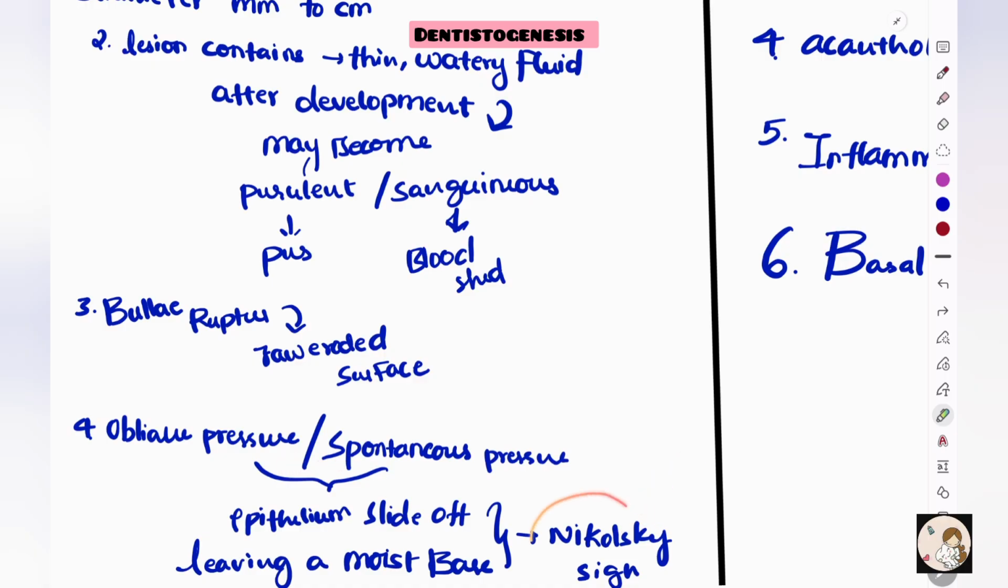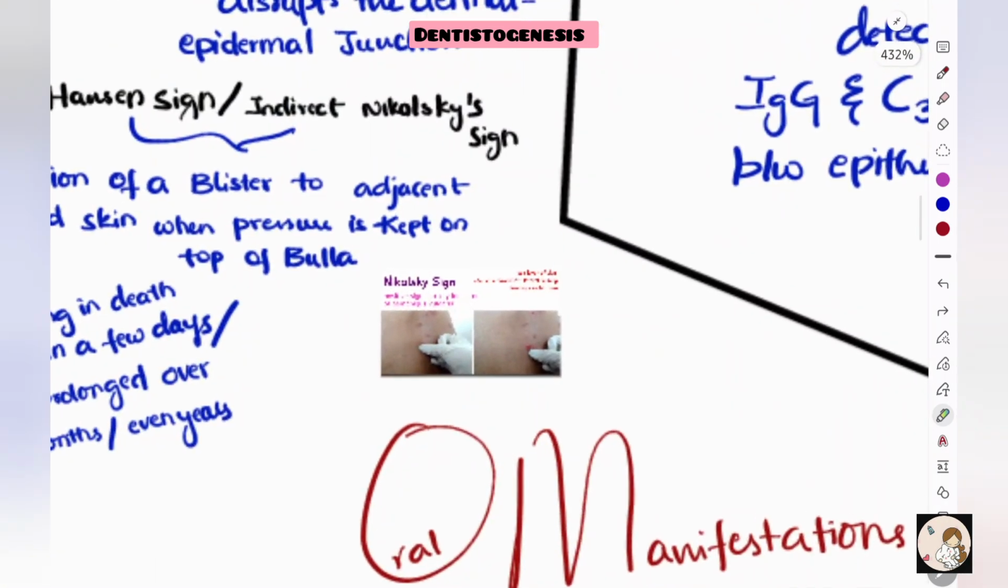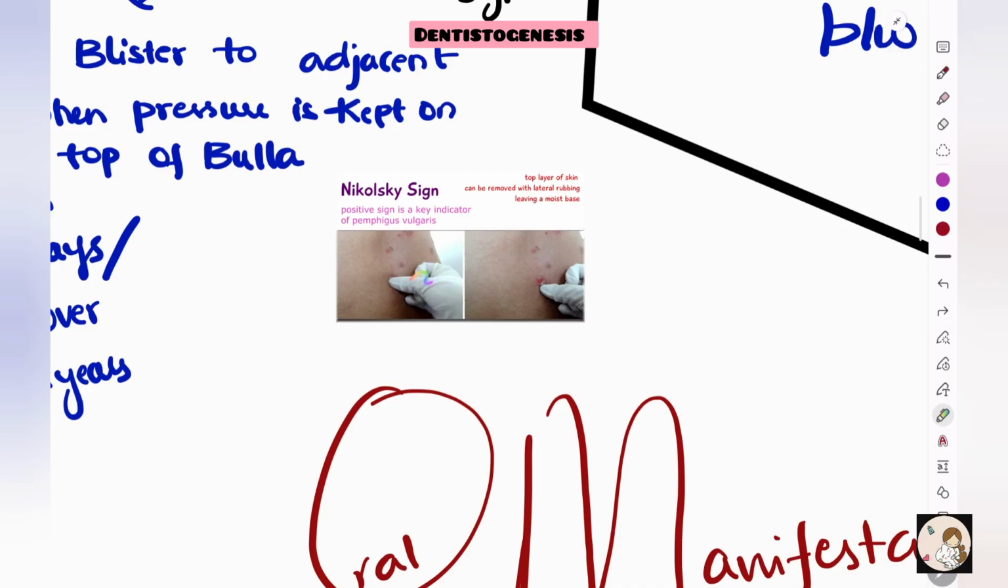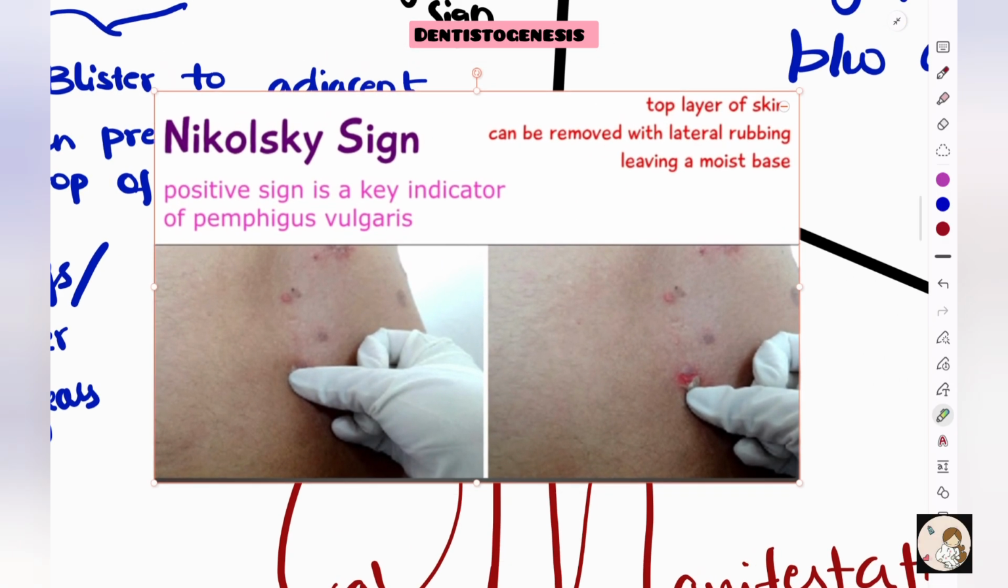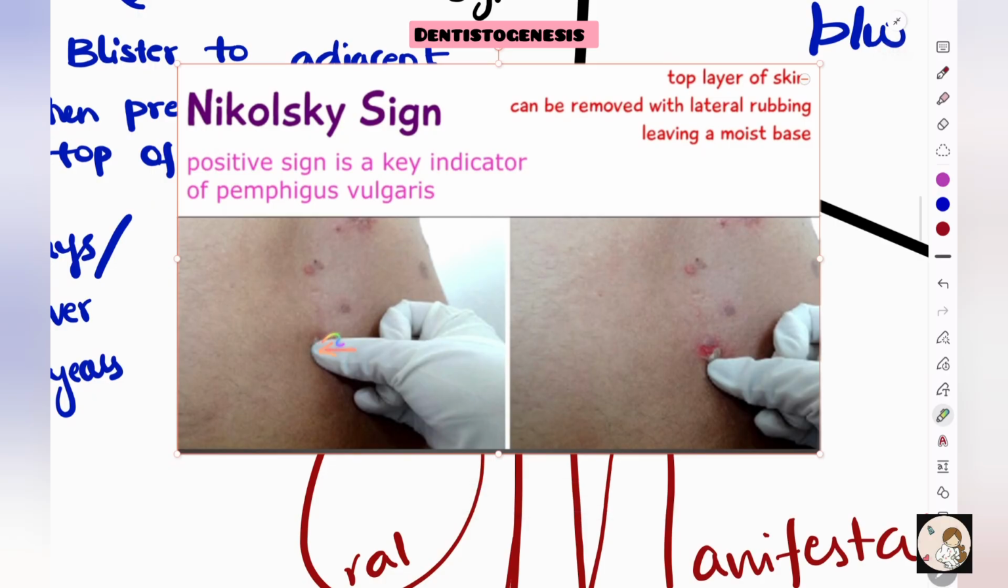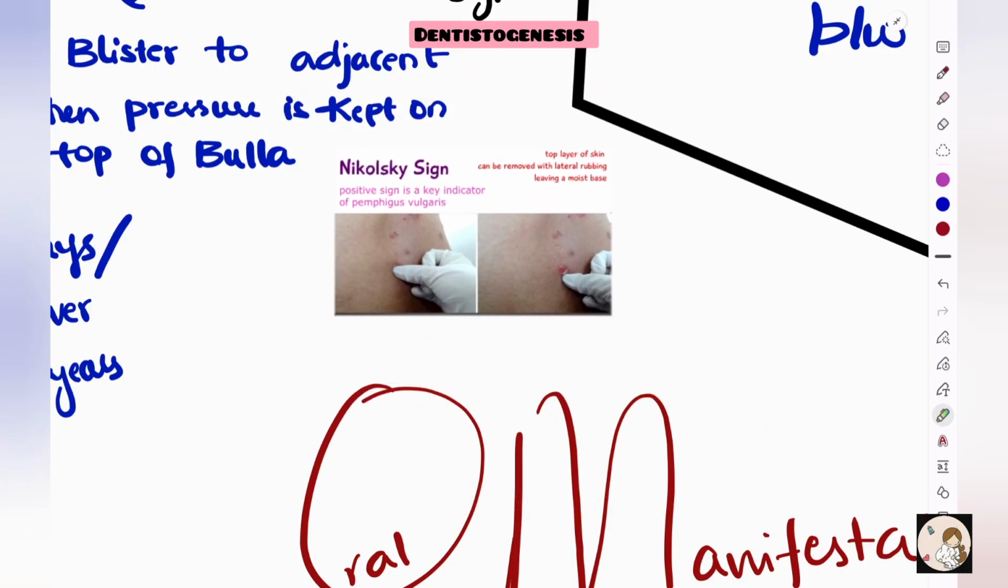Lateral pressure could reveal Nikolsky sign. See, this is Nikolsky sign. When there is a bulla or a vesicle, and we put lateral pressure with our fingers, it reveals a moist base. This is the lateral pressure on the top layer of the skin. It removes the top layer and reveals the moist base. So this is the Nikolsky sign of Pemphigus vulgaris. It's a positive indicator of Pemphigus vulgaris.